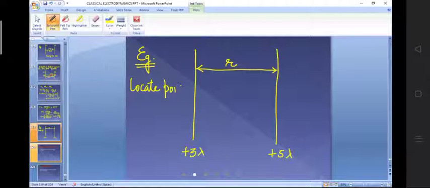Locate point of zero magnetic field, rather. Locate point of zero magnetic field. Sorry, zero electric field. I'm obsessed with magnetism. So locate point of zero electrostatic field.